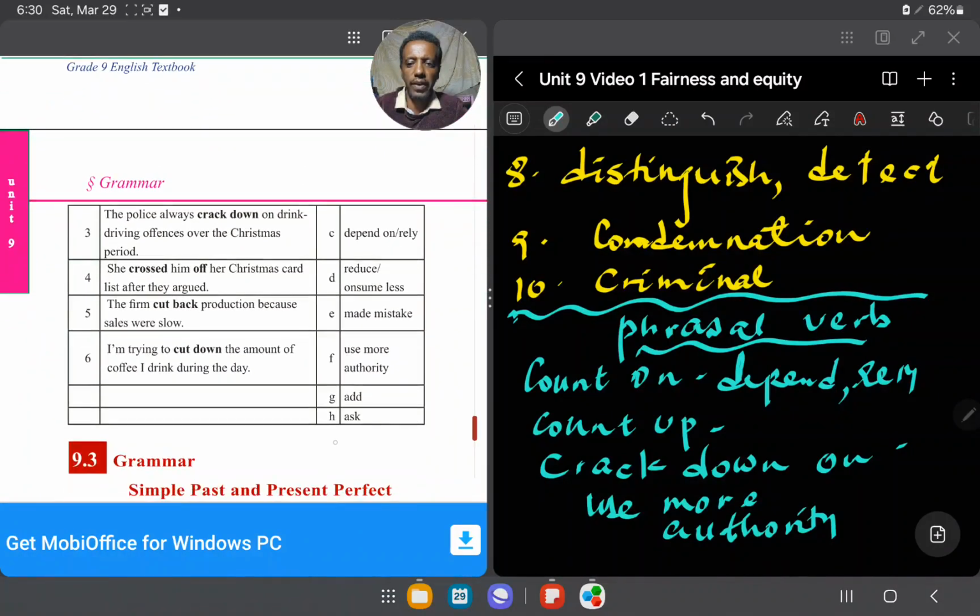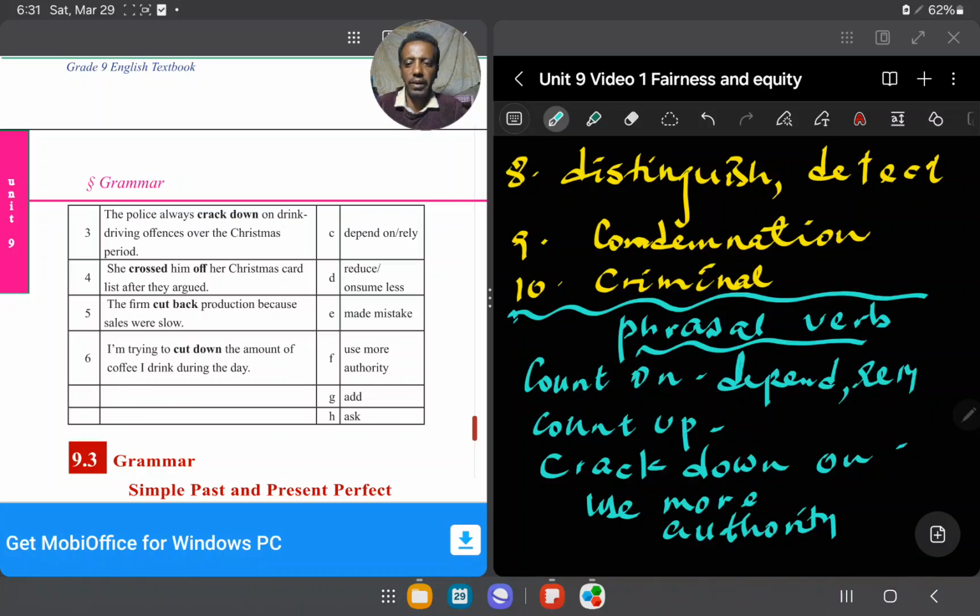The last one is number 5. The firm cut back production because sales were slow. What does cut back mean according to the context? Sales are slow, there is no sale, so what does the firm do with production? So reduce. D, the right answer.